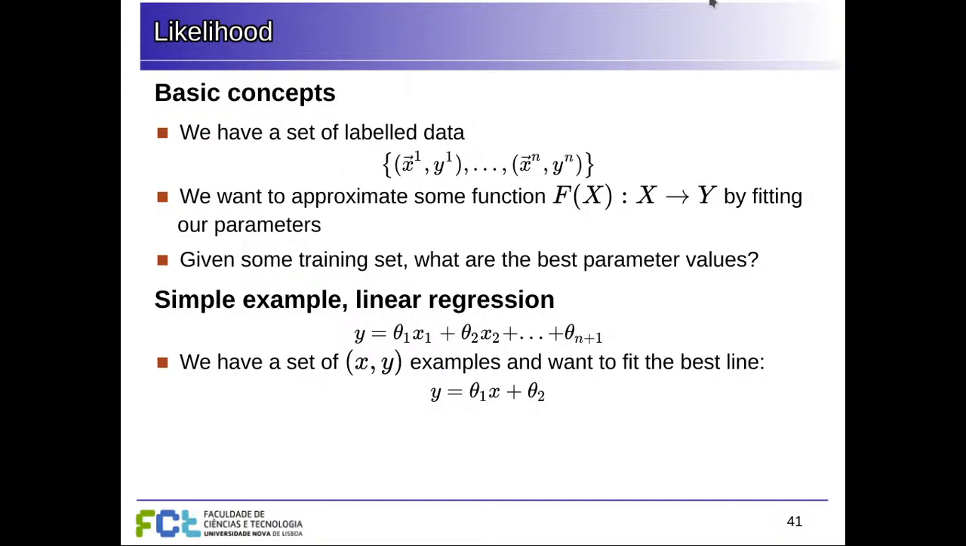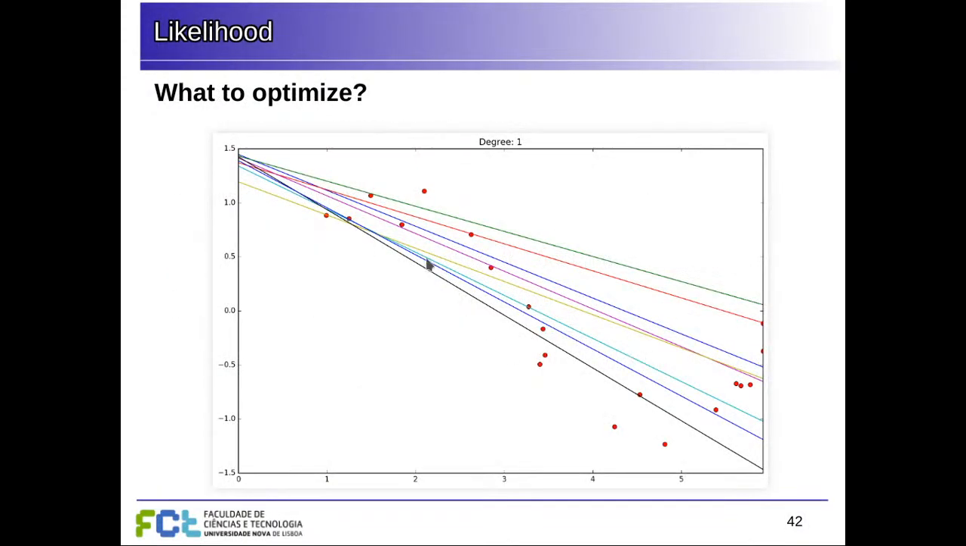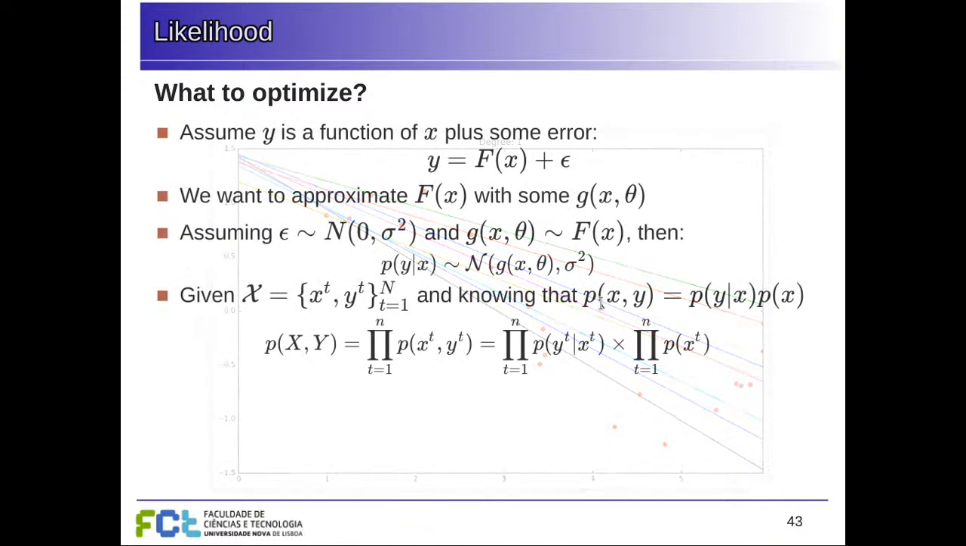something like this. And what we want to do is to fit the parameters of our model to approximate this function. For example, in a linear regression, we can adjust the parameters so that our line can change. But the question now is how we can find the best parameters. How can we decide that one line here is better than another so that we can adjust the parameters to find the best line? And for that, we can assume some things about what our model is telling us.